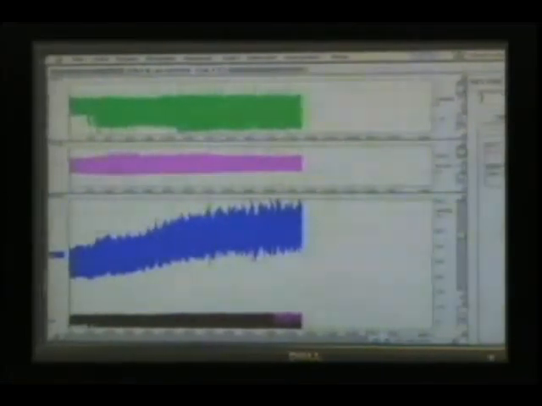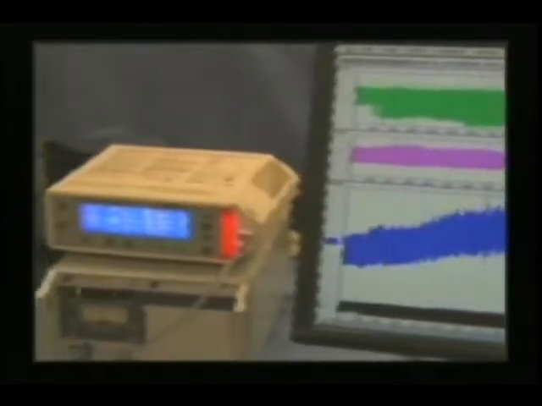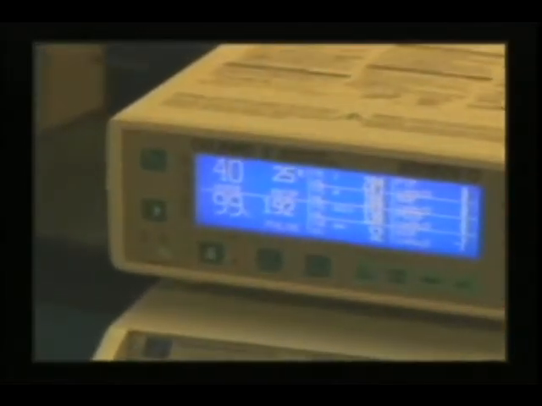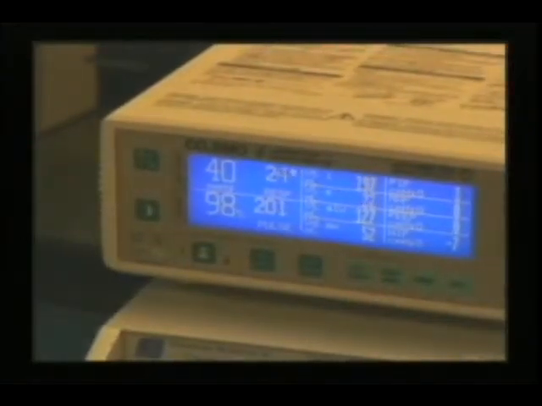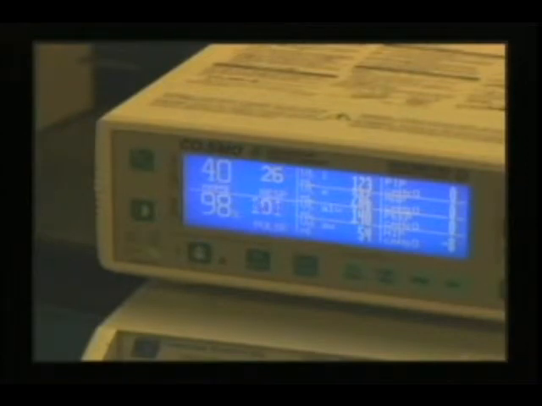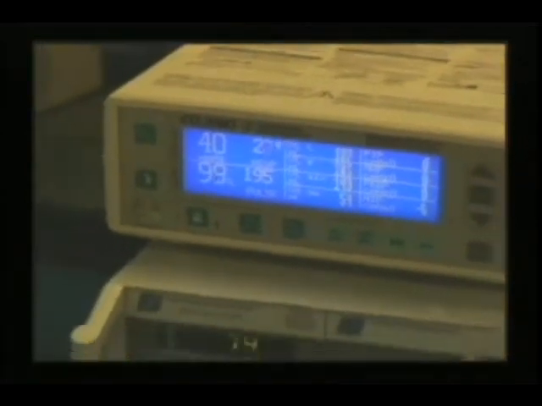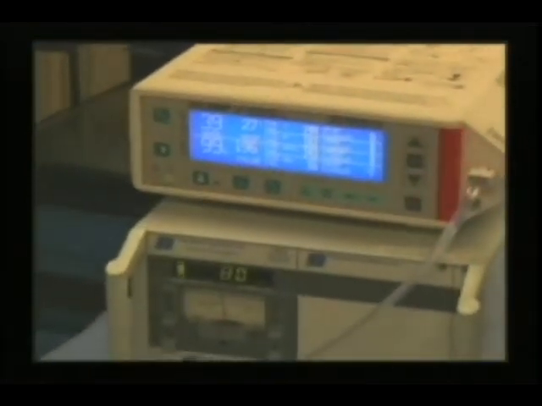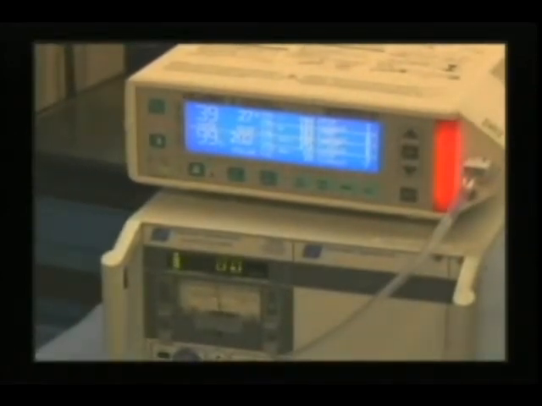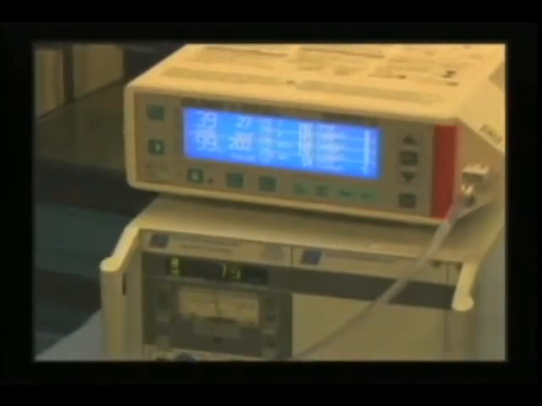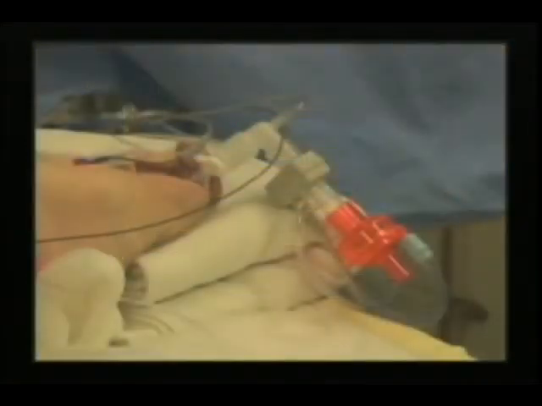On the Cosmos monitor, you can see that the end-tidal CO2 is 40, respiratory rate is 25, heart rate is 190 to 200, oxygen saturation 98%, tidal volume is approximately 180, and the mean carotid blood flow is approximately 79 to 80 milliliters per minute. The pig tolerated the ResQGuard treatment without difficulty.